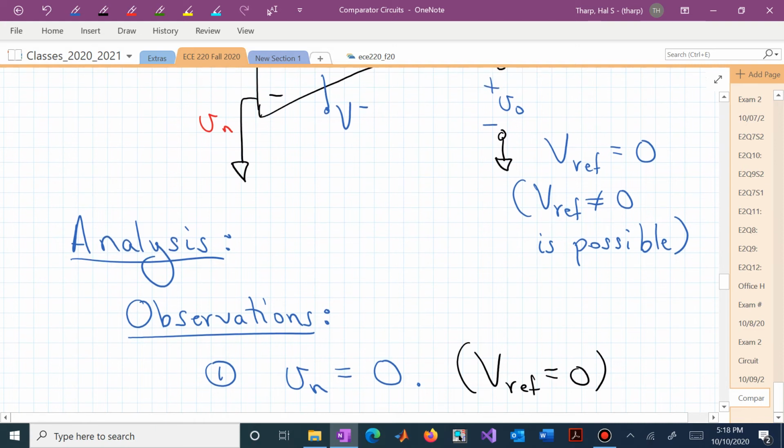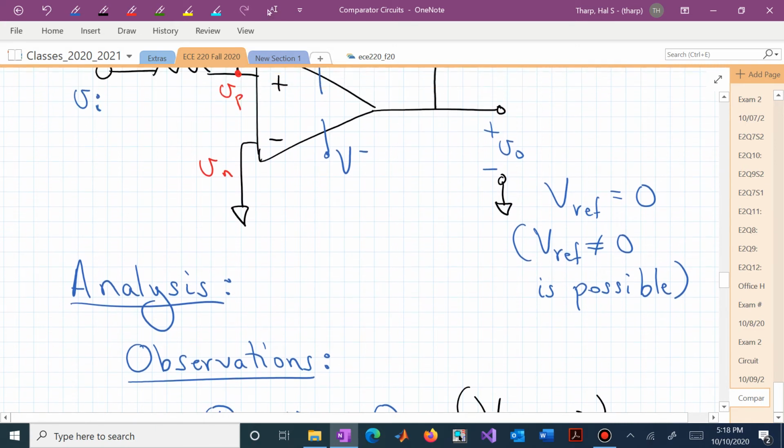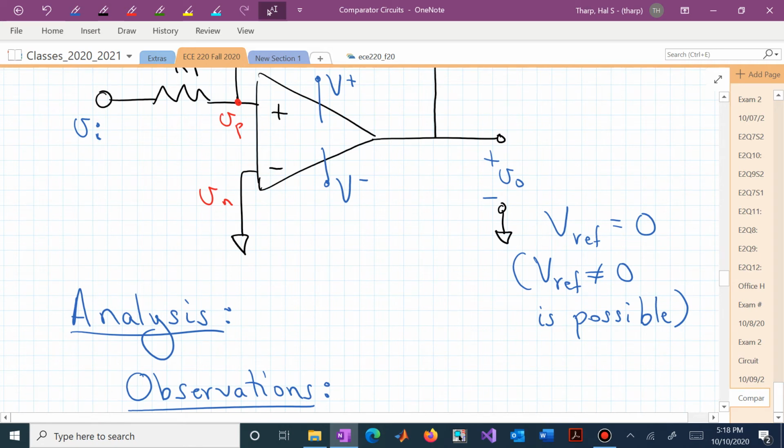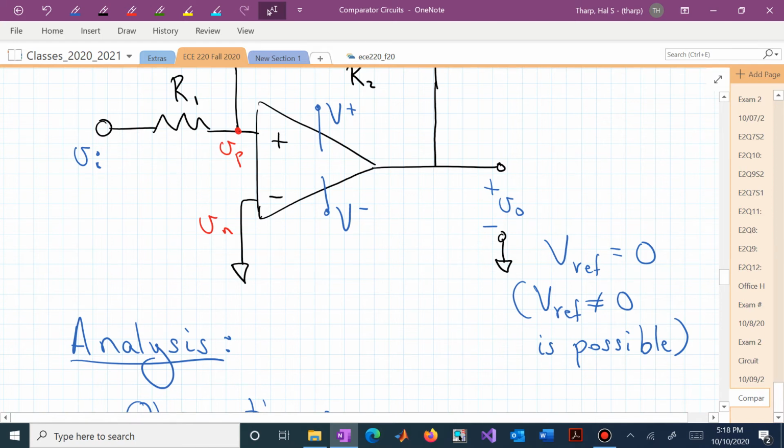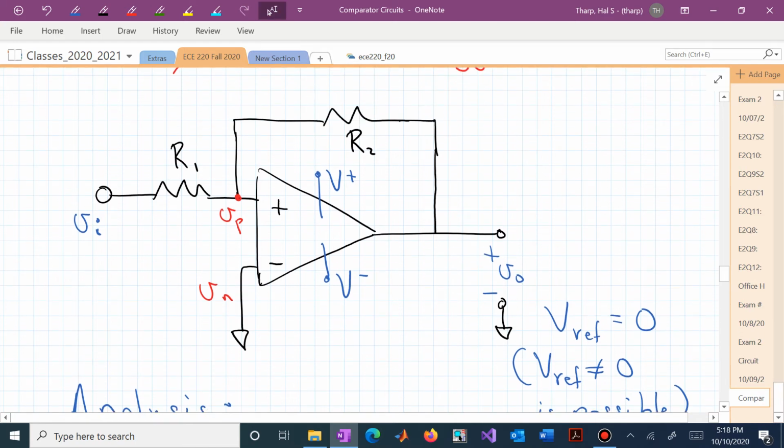First, we have our first observation that Vref is equal to 0. V sub n, the inverting pin, is connected to ground. Now, V sub p again is the voltage at the op-amp's non-inverting pin. It's not the input voltage, V sub I. So now we're distinguishing between V sub p, the input to the non-inverting pin of our operational amplifier, and the input V sub I to the circuit that contains an op-amp.